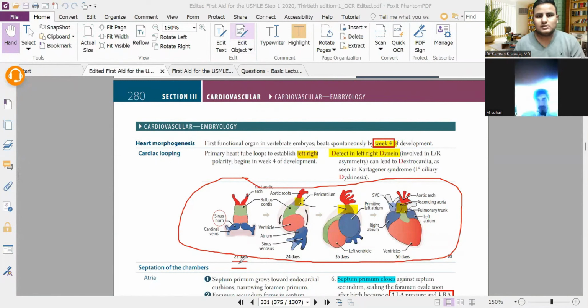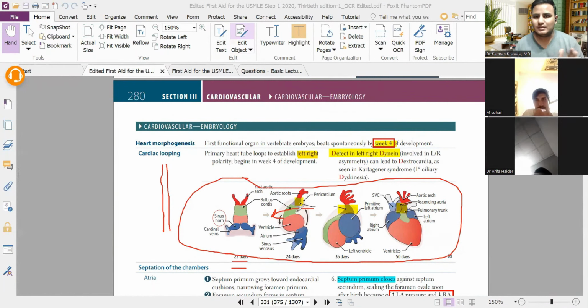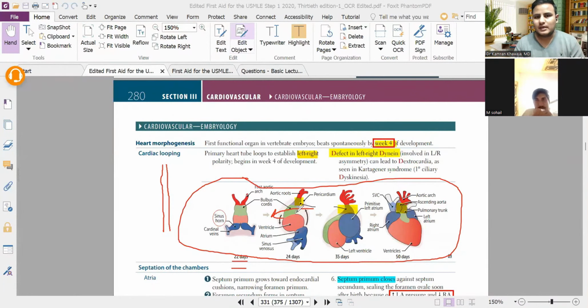What is looping? It is that the heart has a left to right looping like this. If this is the structure of the heart, when it is developing, it has a loop like this. It is left to right, from this left side toward the right side. This is called looping. This is called normal polarity, normal looping. When the heart is developing, the normal polarity and the normal looping is left to right.